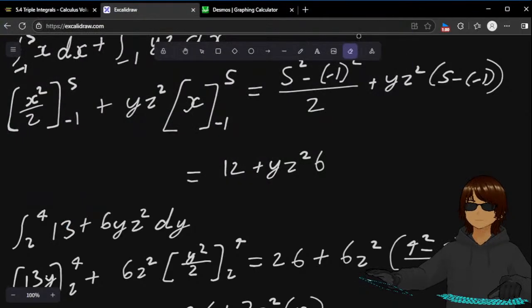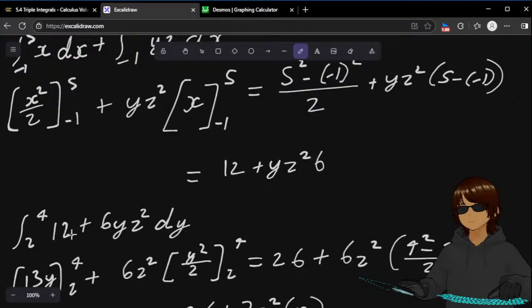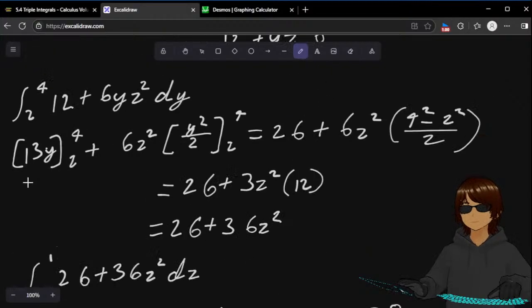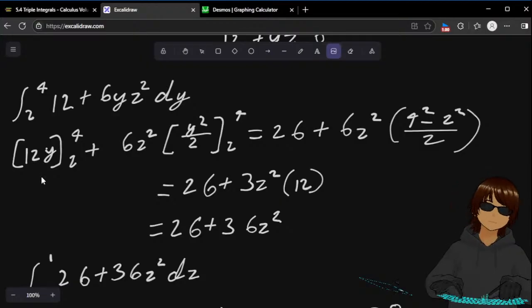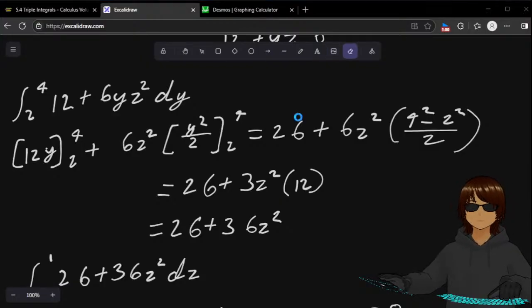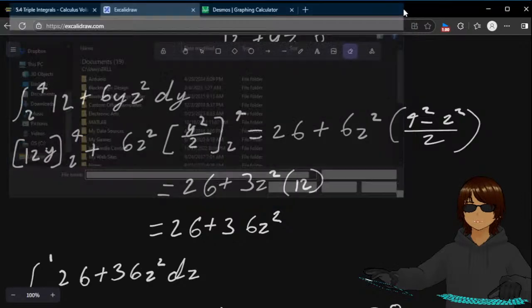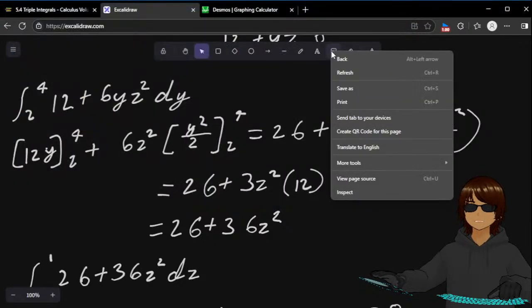Whoops. Yeah, I get the point. I accidentally clicked the M. How do I get rid of this?